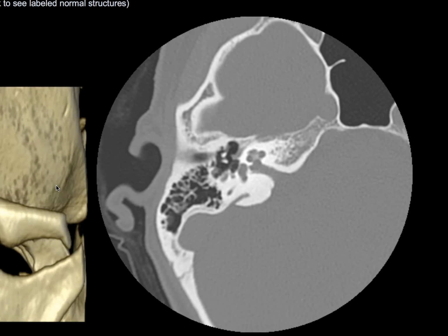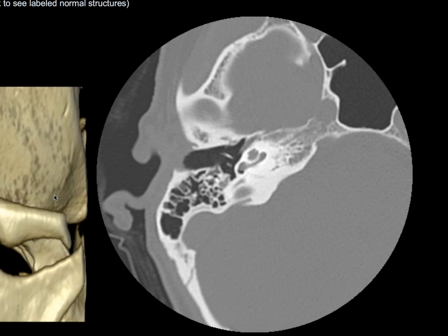You see the cochlea, the modiolus inside the cochlea, the posterior semicircular canal, the basal turn of the cochlea, the niche of the round window in the base of the basal turn of the cochlea, better seen here.